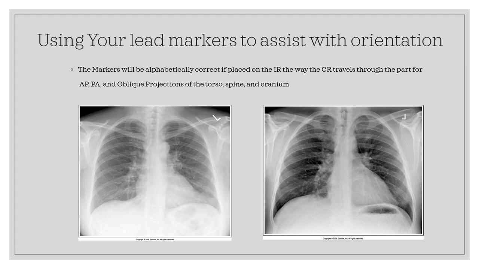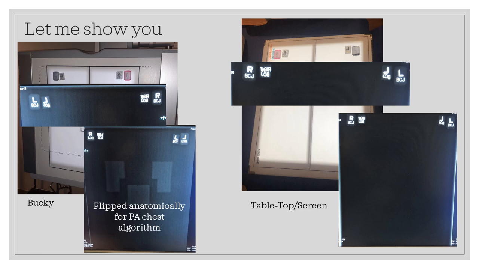Turn the marker upside down for a PA hand so the beam goes through the hand the same way the marker comes out reversed when displayed correctly. So the L will look like a backwards L. PA tabletop, leave face up. On the previous slide, I was talking about the marker placement. Here's an example of the erect bucky and how it shows up, and the tabletop and or screen, how it shows up.